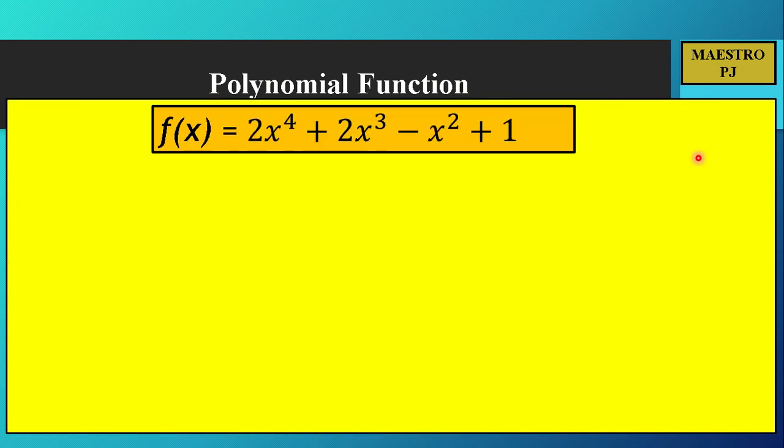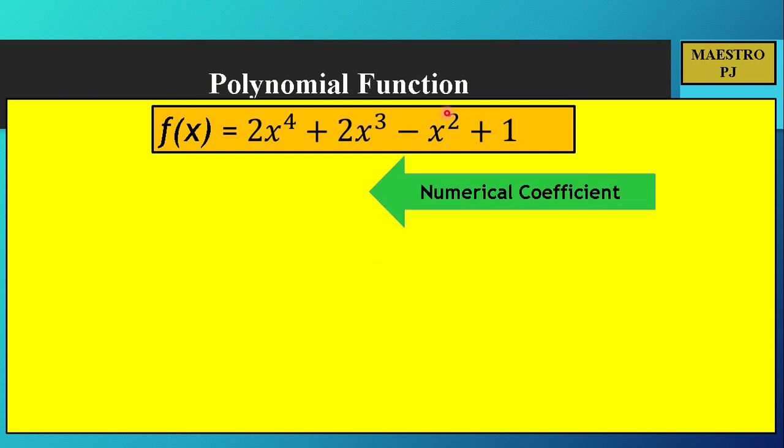Okay, for example, this polynomial function: f of x is equal to 2x raised to 4 plus 2x cubed minus x squared plus 1. Okay, so the numerical coefficients are the numbers in each term. Our first term has a numerical coefficient of 2. The second term has a numerical coefficient of 2. The third term has a numerical coefficient of negative 1. When you don't see a number there, there is automatically a 1. So the numerical coefficient of the third term is negative 1.